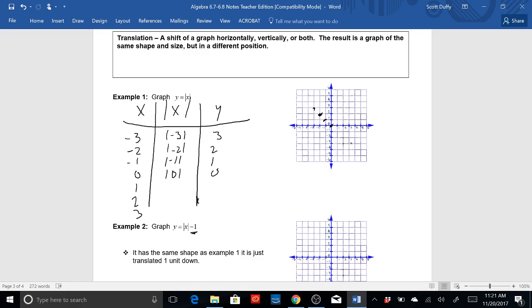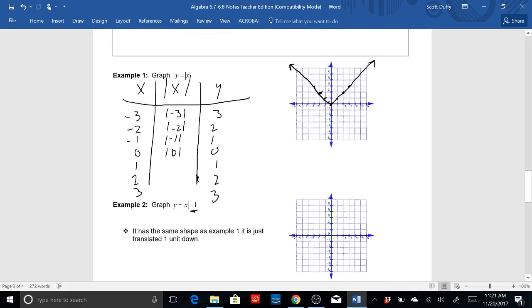Absolute value of 1 is just 1. Absolute value of 2 is 2. Absolute value of 3 is 3. So I have (1, 1), (2, 2), and (3, 3). Draw a line that connects those, draw a line that connects those, and that is a V-shaped graph. So that's easy. It starts at (0, 0) and goes positive in both directions.